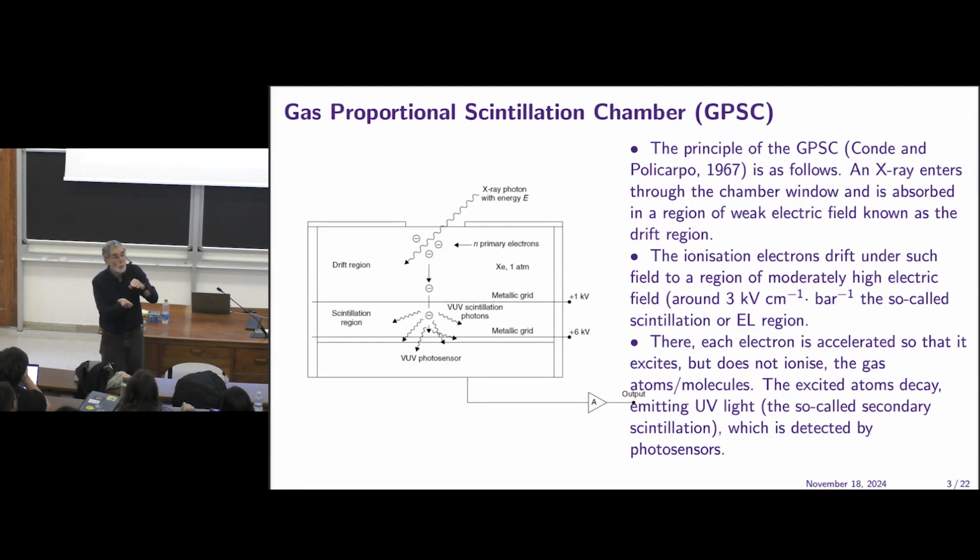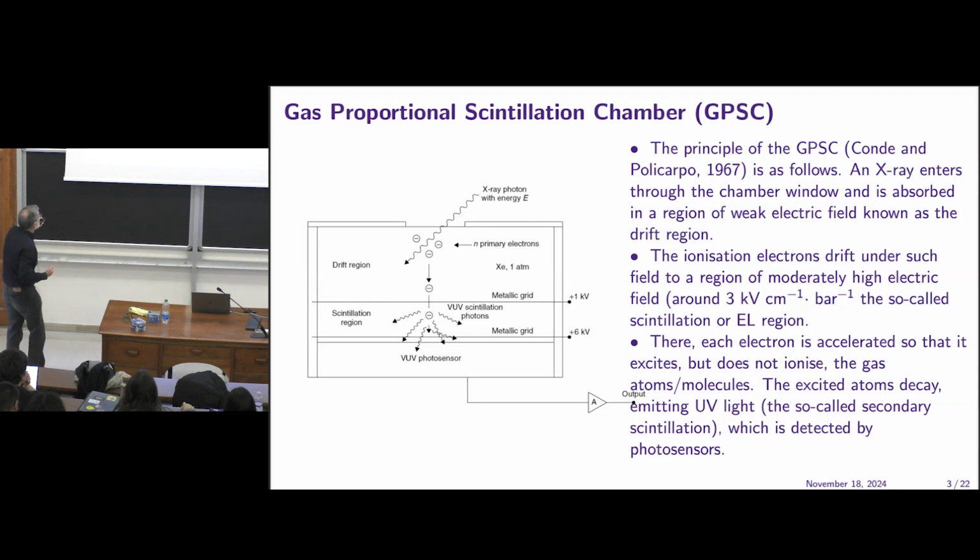If you don't produce an avalanche, you produce proportional scintillation light. And this is the crucial idea. The crucial idea is that when I have an electric field of the order of a few kilovolts per centimeter per bar, which means the more pressure you put, the more voltage you need, okay? And the wider you make this grid, the more voltage you need.